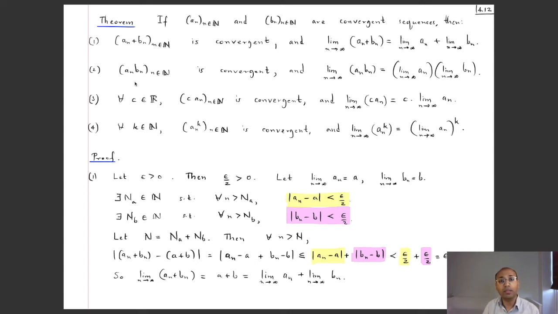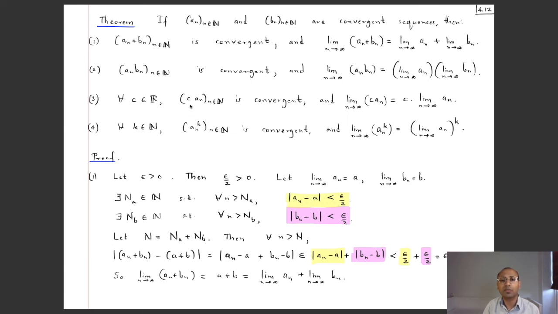That new sequence is also convergent, and in fact the limit is the product of the original limits. And then we will also show that if I scale this sequence by a real number c, then the limit is also scaled. And actually this follows immediately from item number 2 by taking the other sequence bn as the constant sequence c, c, c, c, c, right?